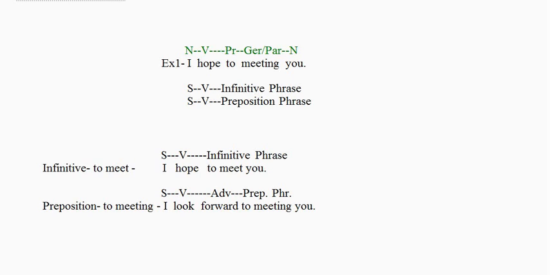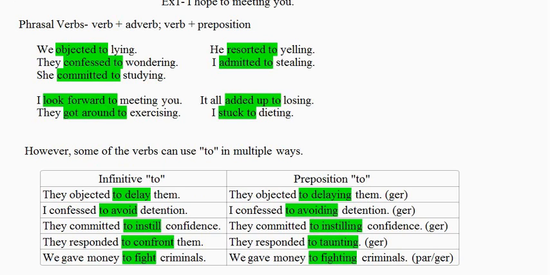So, as an example, we have this original sentence, I hope to meet you. And as a second example, I look forward to meeting you. So this issue can be looked at in three different ways. I'll give a brief explanation of those. The first classification is with phrasal verbs, which is usually a verb plus adverb combination or a verb plus preposition combination. And for us, that verb plus preposition is more important since sometimes that preposition can be a to.